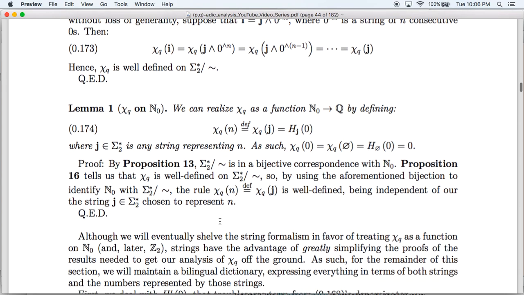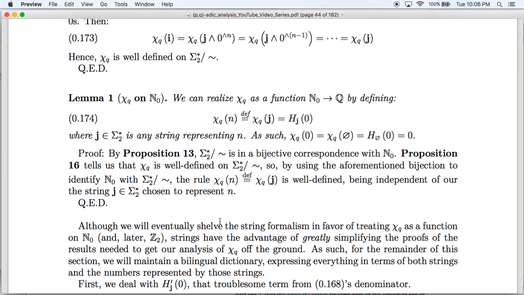So, although we will eventually shelve the string formalism in favor of treating chi q as a function on N0 and later Z2, strings have the advantage of greatly simplifying the proofs of the results that we need to get our analysis off the ground. As such, for the remainder of this section, I'm going to maintain a bilingual dictionary, expressing everything in terms of both strings and the numbers represented by those strings.